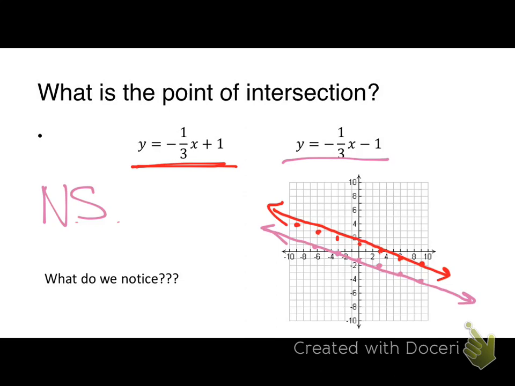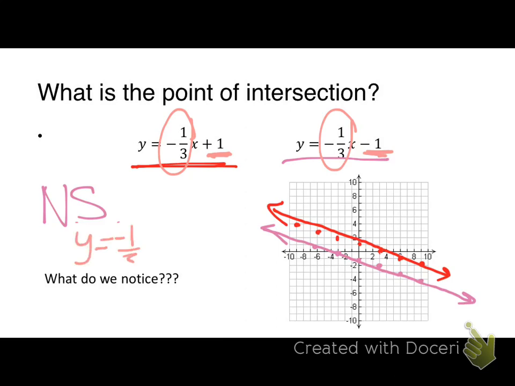And the way that we can tell, just by looking at the equation, that they're going to be parallel is because these slopes are the exact same, but these are different. My y-intercepts are different, so they're going to be sitting on different y lines, but since our slopes are the same, we know that they're going to be parallel.